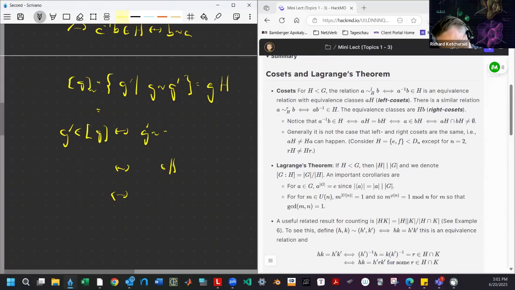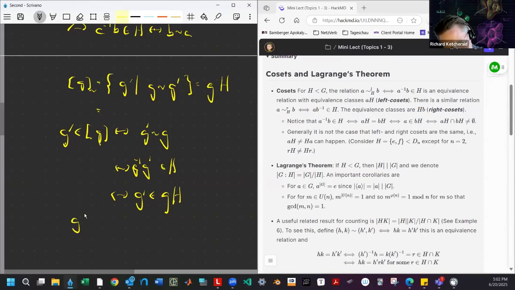So g prime is equivalent to g, right? So this will be g inverse g prime is an element of H. So this will be if and only if g prime is an element of gH, when I multiply both sides by g. And that's actually what I wanted. Something is equivalent to g if and only if g prime is in gH. So that's good. This equivalence class is just g times things in H, which is what I said in the picture up there.